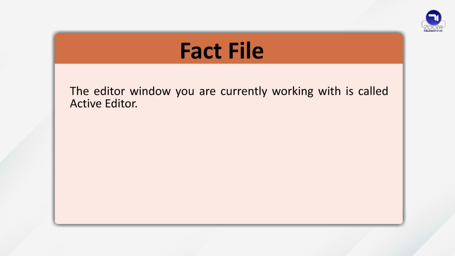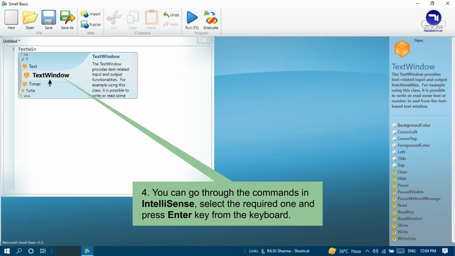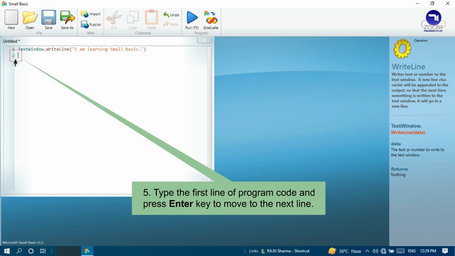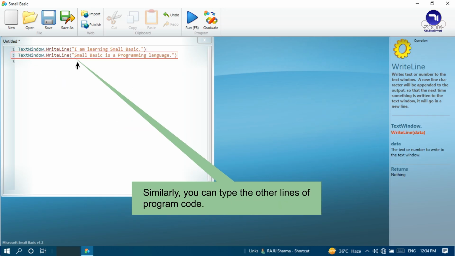Fact file. The editor window you are currently working with is called Active Editor. You can go through the commands in IntelliSense, select the required one, and press Enter key from the keyboard. Type the first line of program code and press Enter key to move to the next line. Similarly, you can type the other lines of program code.